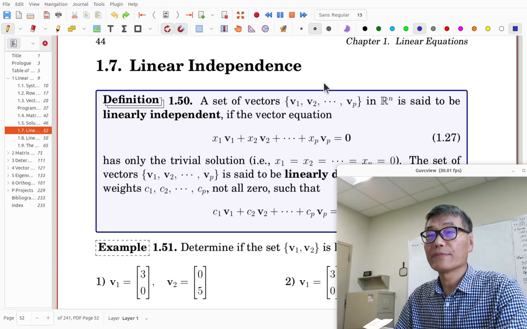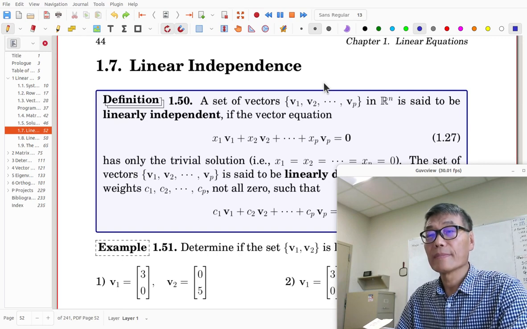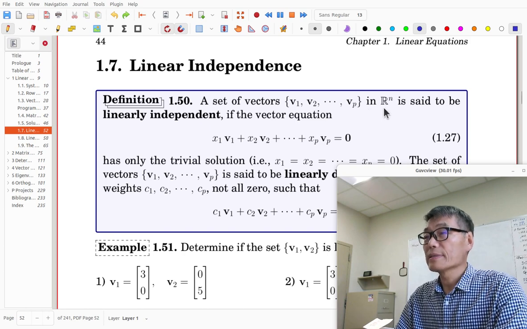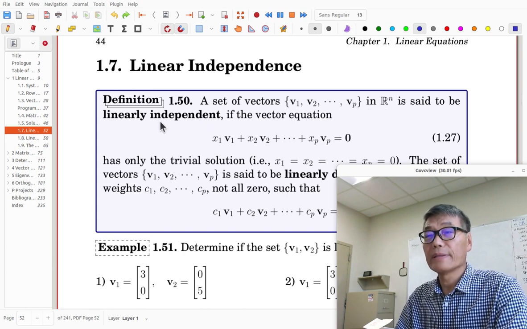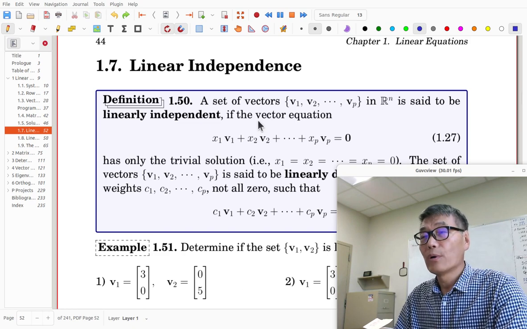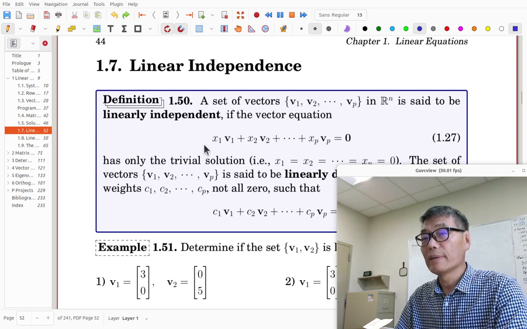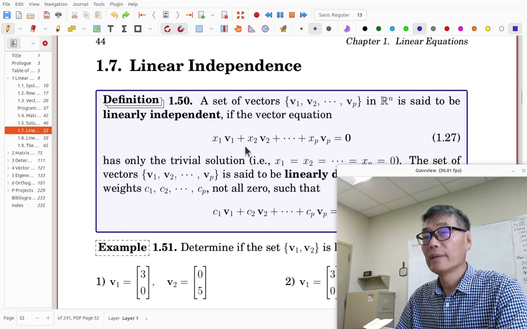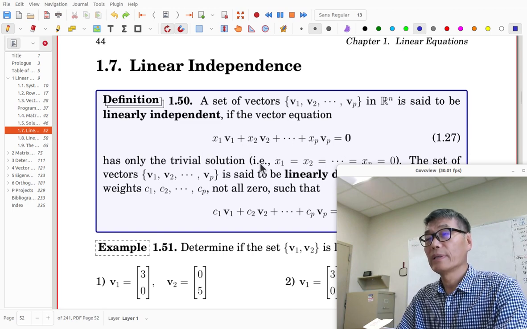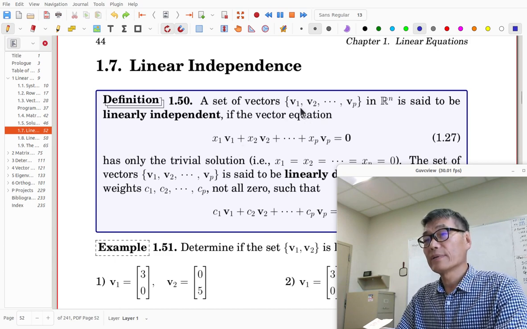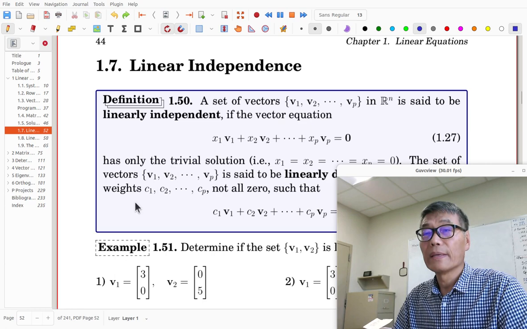Section 1.7 Linear Independence. A set of vectors v1 to vp in Rn is said to be linearly independent if the homogeneous vector equation x1 v1 up to xp vp linear combination is 0 has only the trivial solution. That means that the solution of this vector equation is all 0 values. Then we say the set of vectors is linearly independent.